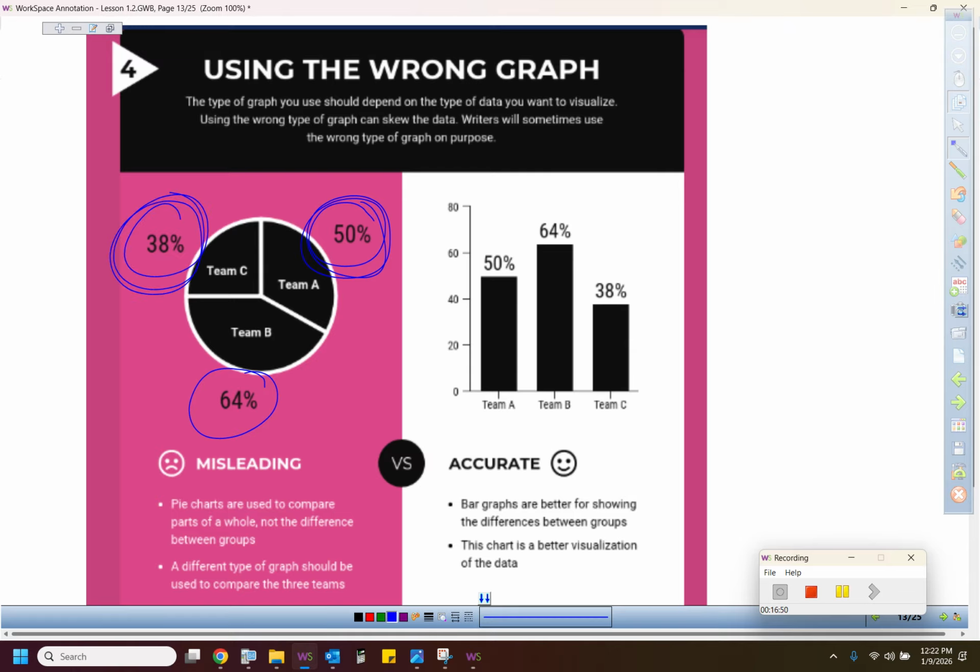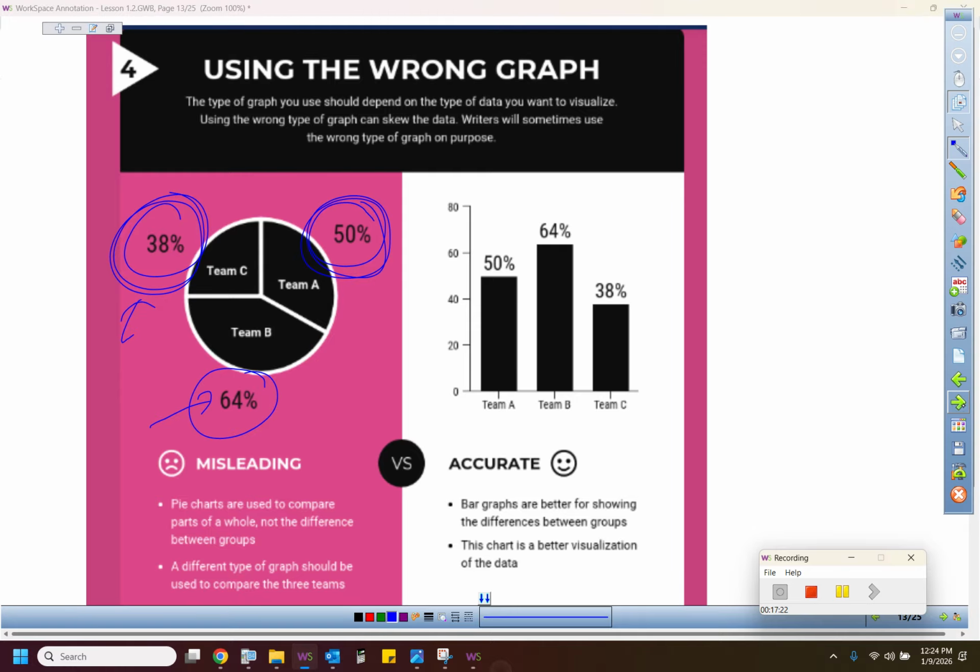Why is a circle graph a horrible graph to use in that situation? 64, 50, 38. That's way more than 100%. It just looks stupid. Wait a minute, how can this be 64% and this be 50%? Isn't 50% supposed to be half the circle? It's just bad. Oh no, it's just their free throw percentage. A bar graph would be so much better for the brain. Okay, now I can see what the free throw percentages are.